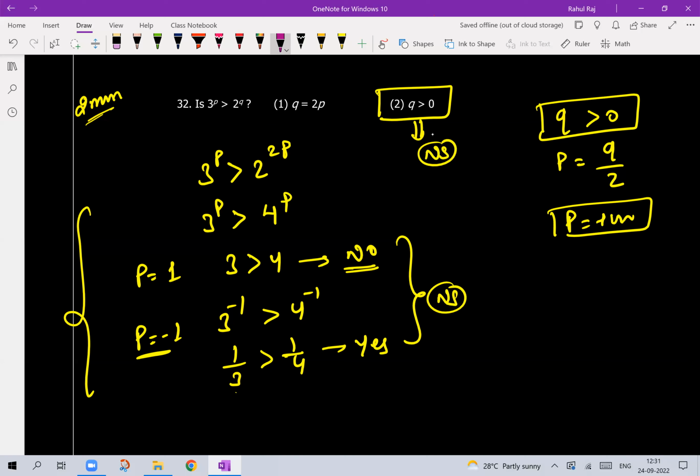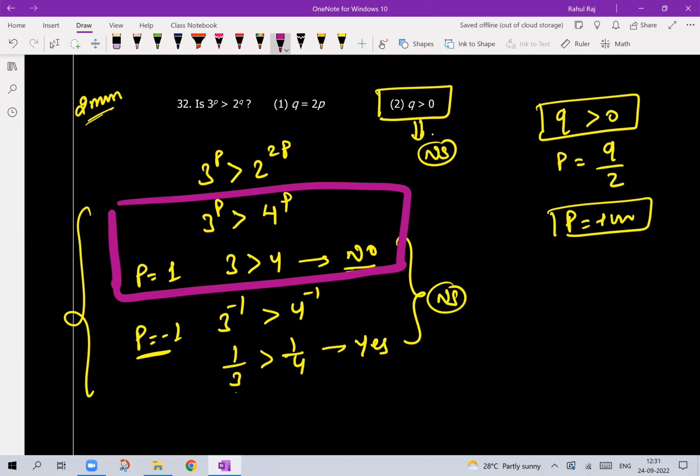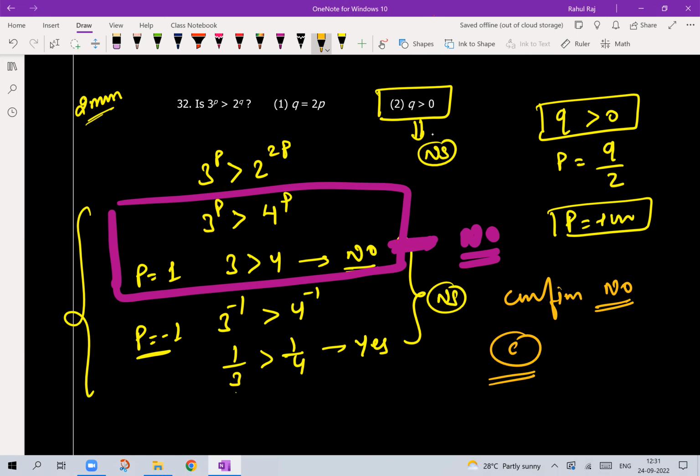And in this case, this will always suffice. If P is 100% positive, Q is 100% positive. The question is 3 to the power P greater than 4 to the power P? You know that P is positive, and you will always have a no situation. So it's a confirmed no answer. So I can say C is sufficient to answer the question. Anyone not understood? Sanchi, clear? Yeah, sure.